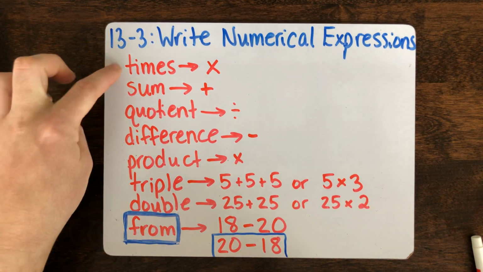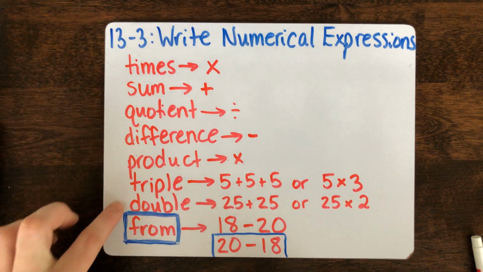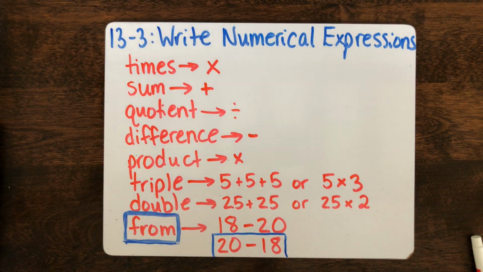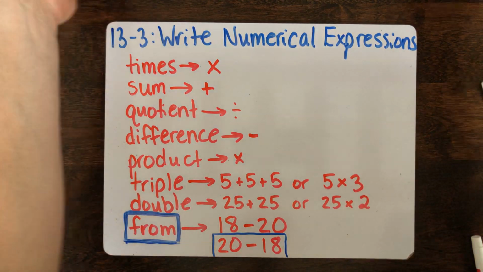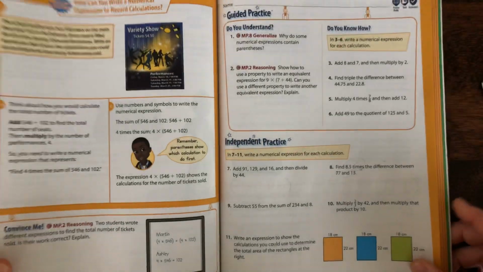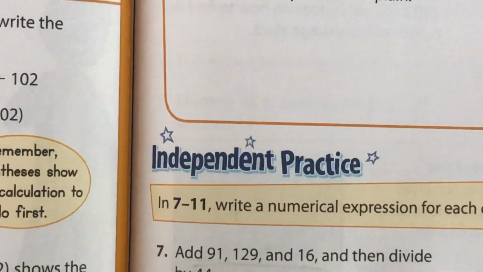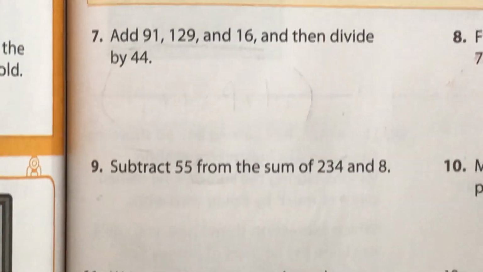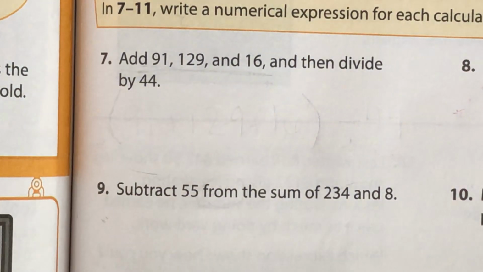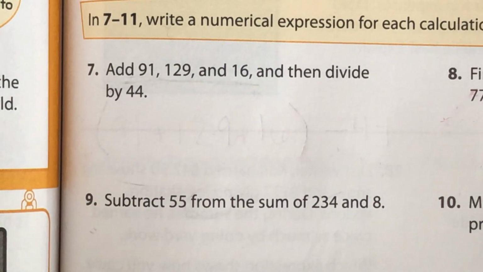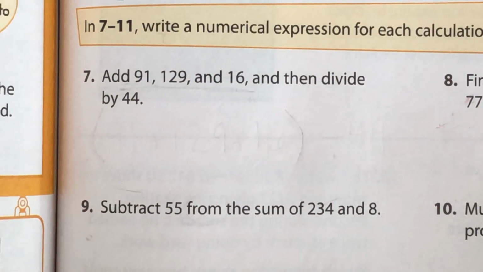All right, so this is some of the vocabulary that you need to know, and a lot of it we already do know, but I just kind of wanted to review it really quick. All right, so let's do some examples. In your workbook, that's what I'm looking at right now, on page 749. So I would suggest opening up to page 749 in your workbook and completing these with me.